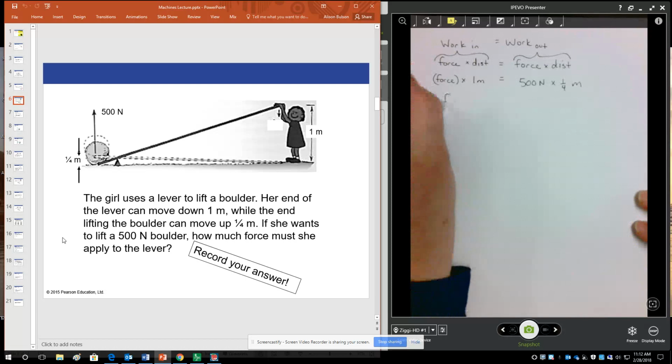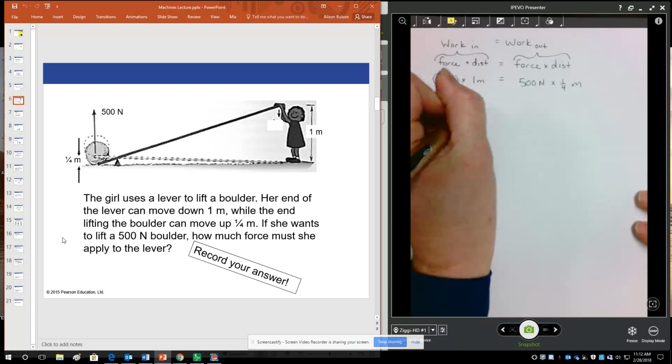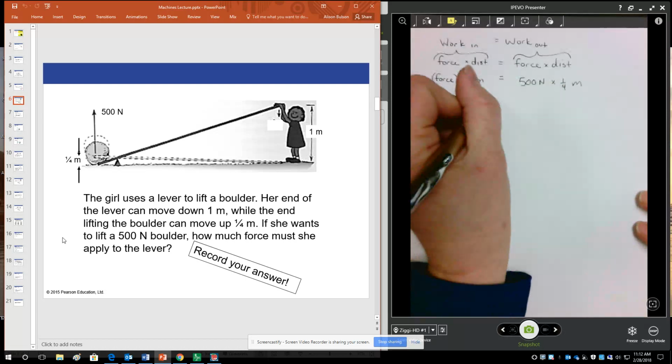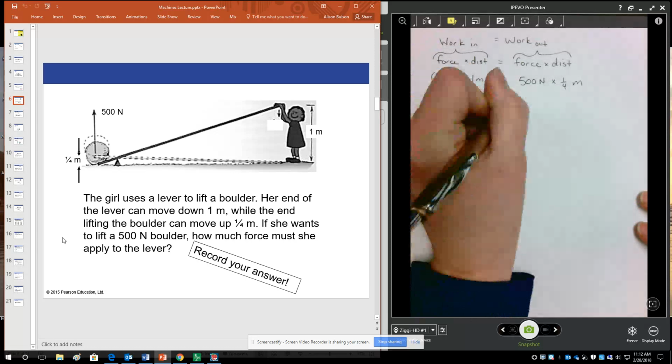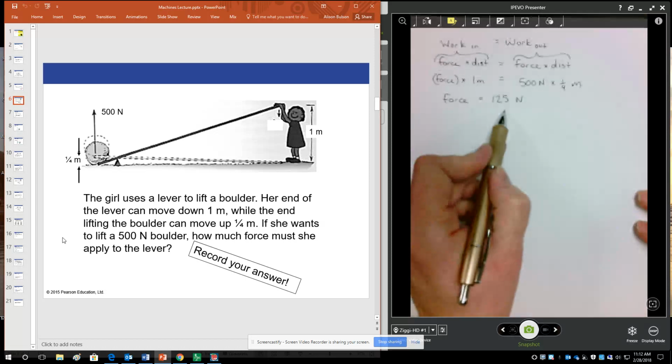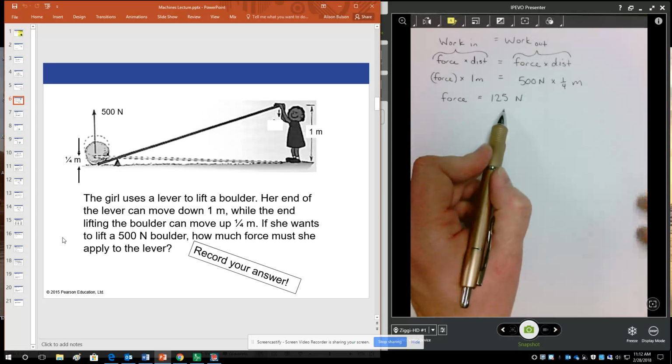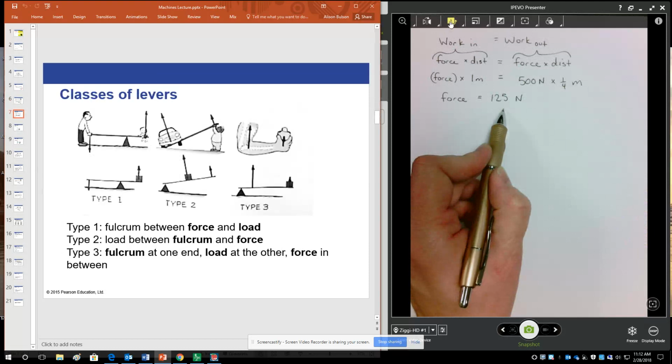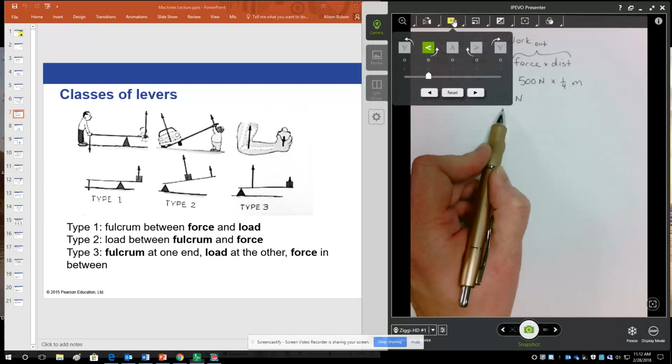So we have force times 1, so force equals 500 times 1/4, 125. So she pushes with 125 newtons.